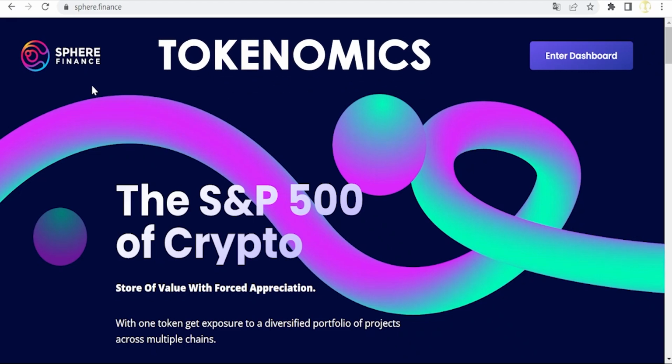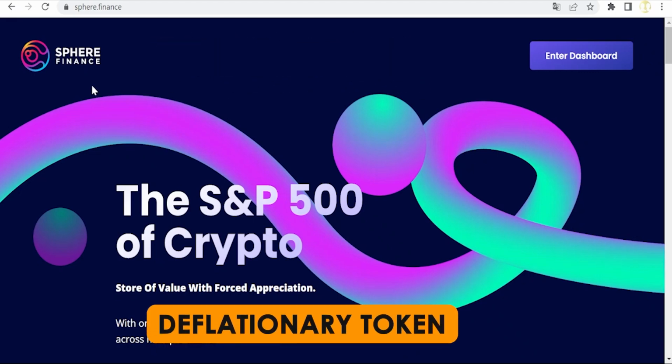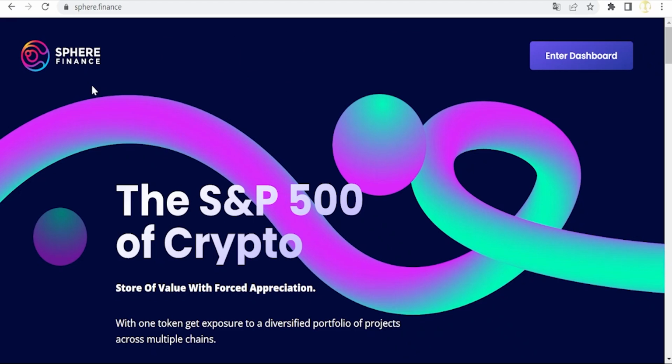Number 2, tokenomics. This is a deflationary token, which means that the supply will be reduced over time and the tokens will become more and more valuable.